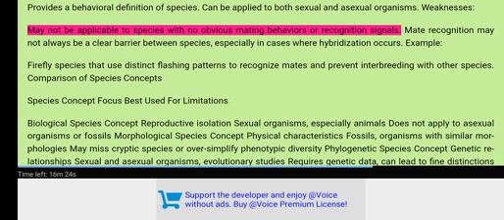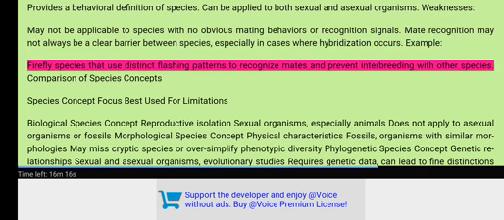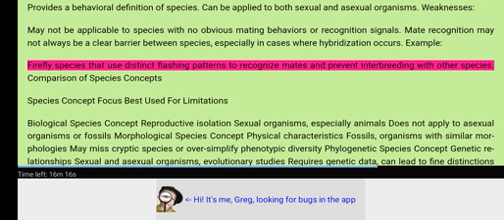Weaknesses: may not be applicable to species with no obvious mating behaviors or recognition signals. Mate recognition may not always be a clear barrier between species, especially in cases where hybridization occurs. Example: firefly species that use distinct flashing patterns to recognize mates and prevent interbreeding with other species.